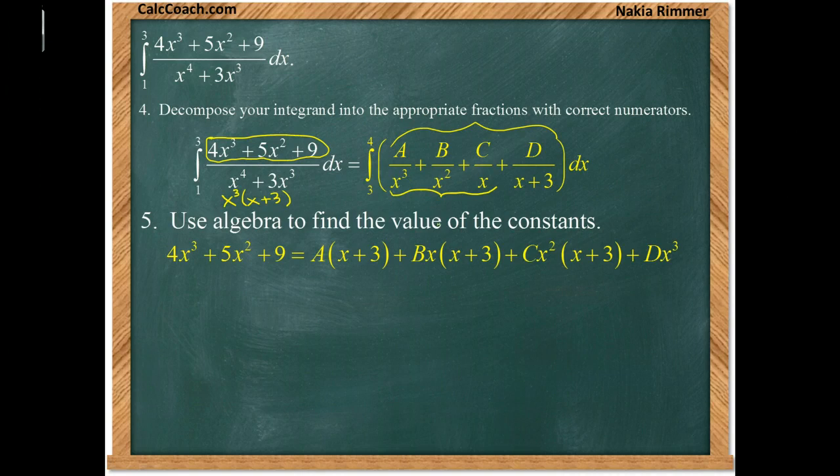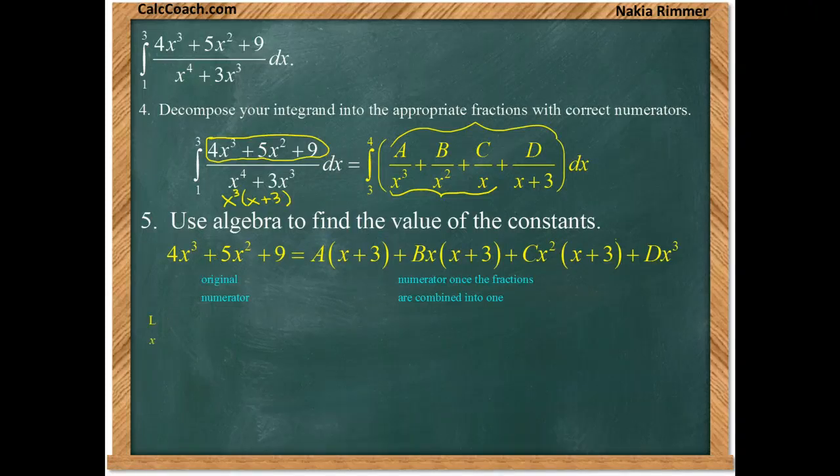Now B is missing one of the powers of x and the x plus 3 term. C is missing 2 of the powers of x and the x plus 3 term. And D is missing the 3 powers of x. By the time we put that all back together, we'll have the original numerator. Okay, so that comes from putting the fractions into one. Now we have to chase down what these constants are.